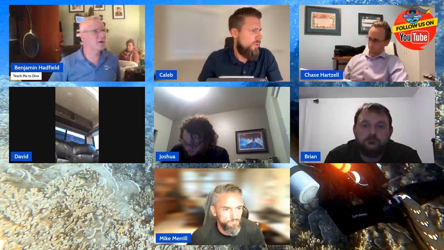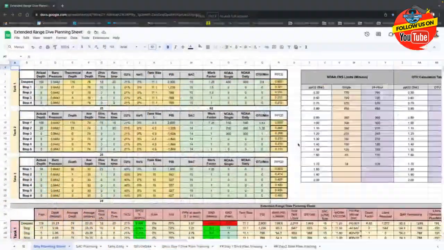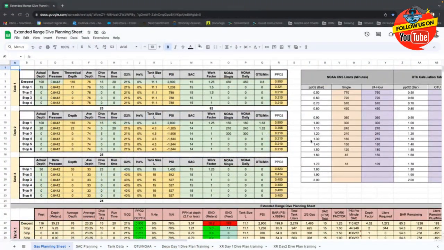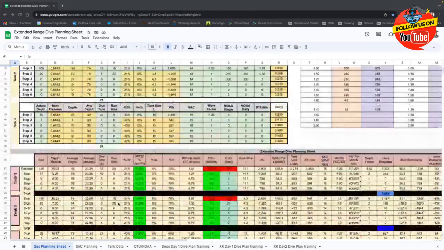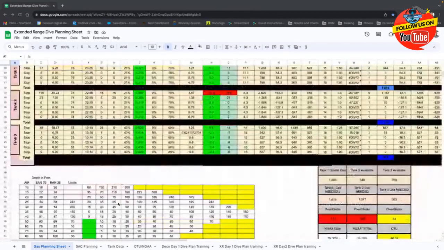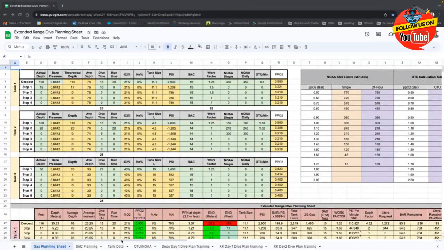It'll take me a second. You guys are welcome to this. I just would like to make sure I give you a class on the key piece of this, because when you see my extended range gas planning sheet, it might be a little overwhelming. So this is my extended range gas planning sheet. This is how I plan my gas. I can do it by hand, absolutely, but I went ahead and created a spreadsheet based upon what I needed, just to make my life a little easier.